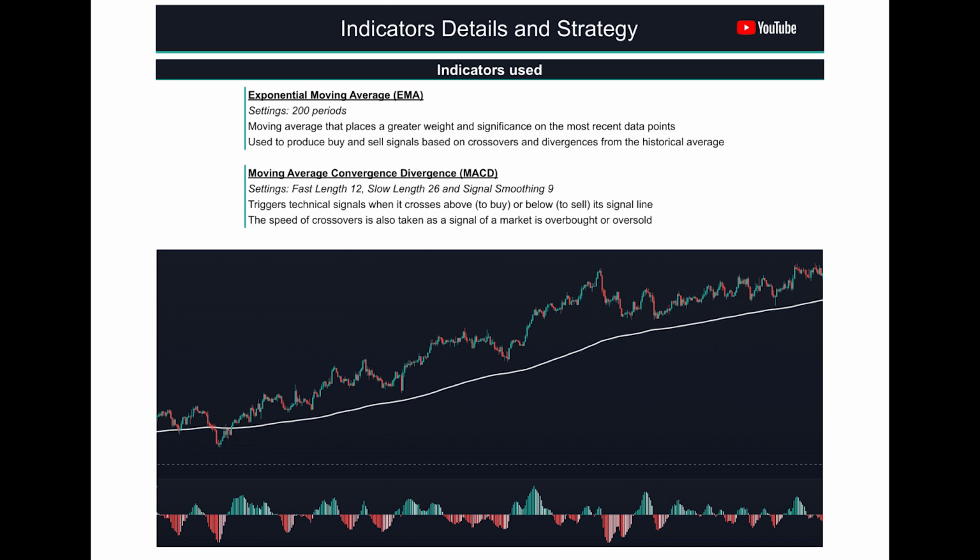Today I have another trading strategy which I'm going to backtest for you over 100 trades. I will first tell you about the indicators that we're going to be using, show you a few examples, and then perform the 100 trade backtest.